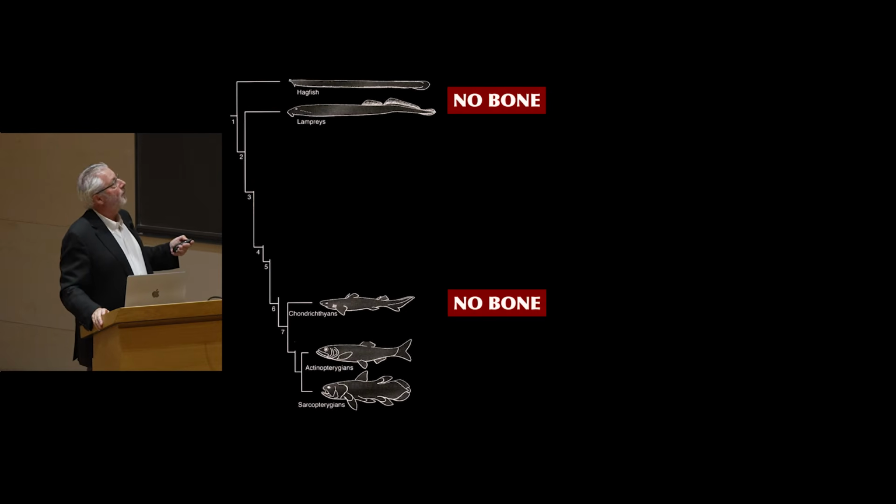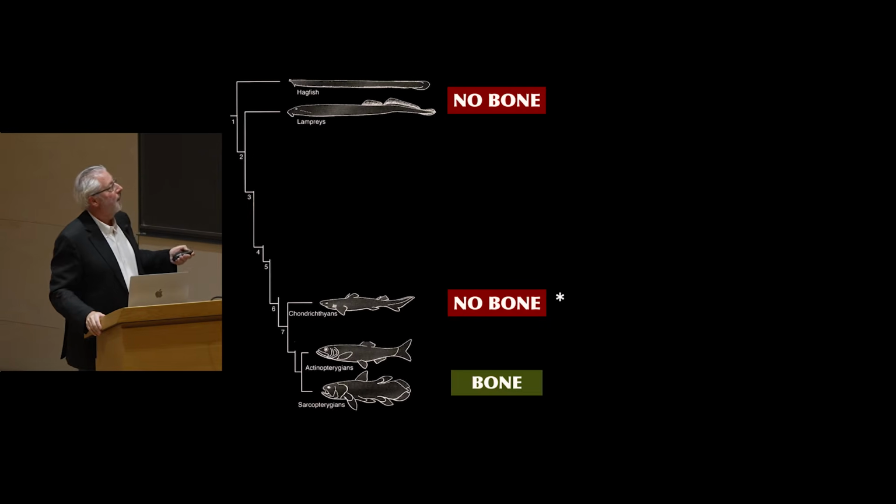When you look at sharks that are alive today, they don't have bone. Now, they have hard tissues. They have calcified cartilage, but they don't have skeletal tissue that you would recognize as ours. Actually, these are very complex, but they don't have bone. They've lost it. But these creatures have bones.